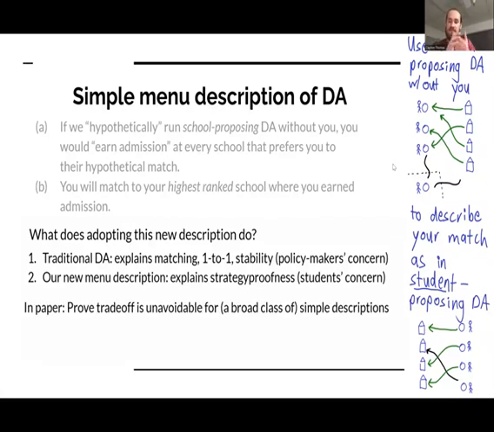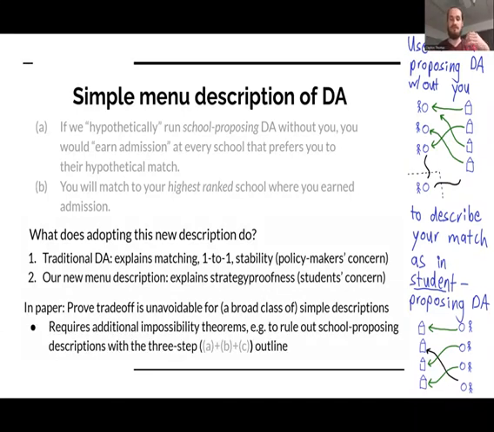In the paper, we investigate this trade-off between exposing the matching and exposing the fact that it's one-to-one with exposing strategy proofness. And we prove that this trade-off is unavoidable for a pretty broad class of simple descriptions. This requires additional modeling that would take far too long for this talk, for example, to rule out school proposing descriptions with the ABC outline. But we take an in-depth look at that in the paper, and we indeed prove a pretty broad trade-off. You can either choose to expose one-to-one, or you can choose to expose strategy proofness.